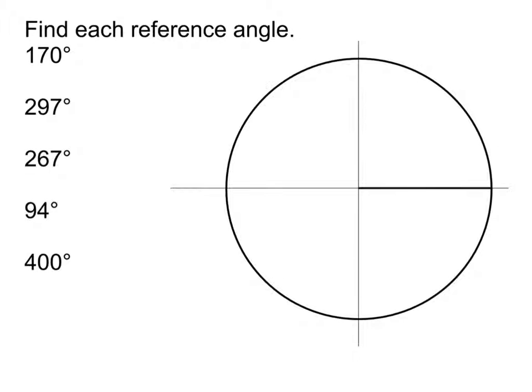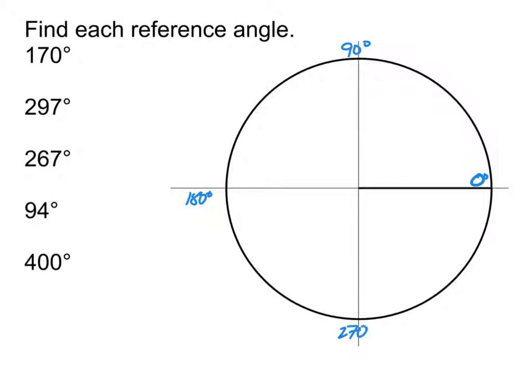So we're going to find out where each of these reference angles are, just bringing us back to that definition from your notes. So first of all, 170 degrees. Which quadrant is 170 degrees in? And if you're ever not sure, you should know these horizontal and vertical angles. It's in the second quadrant.